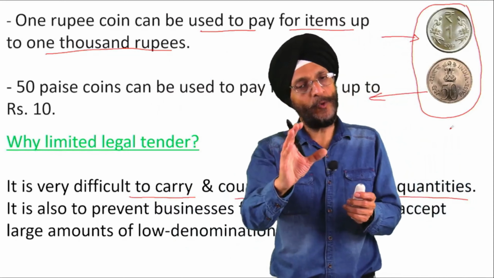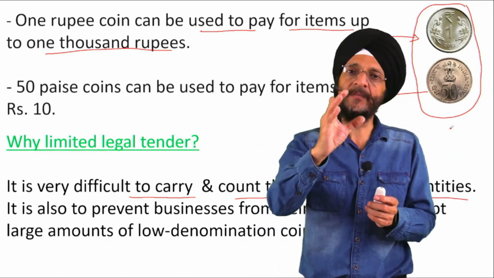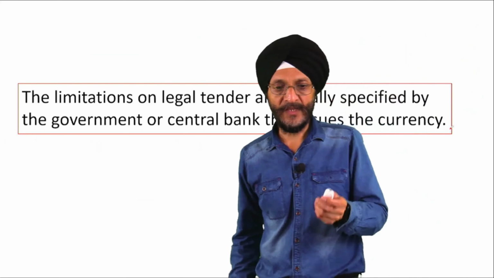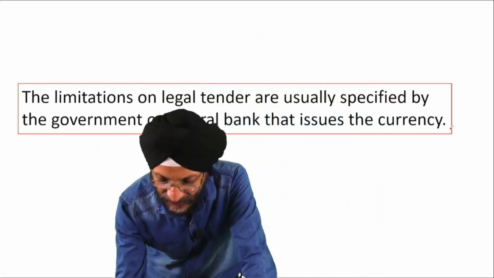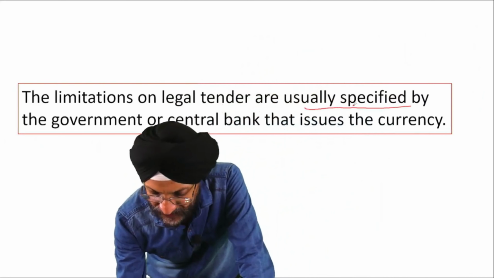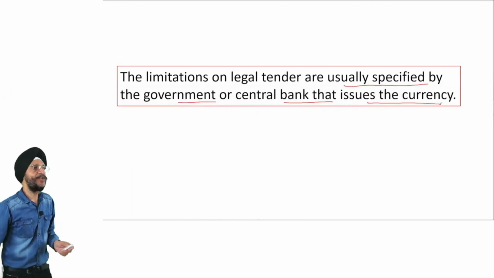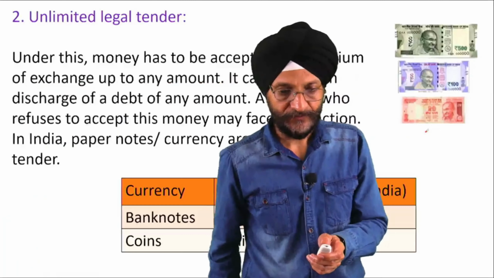These are acceptable up to a particular limit. These coins will remain legal tender up to a certain amount. The limitations on legal tender are usually specified by the government or central bank that issues the currency.